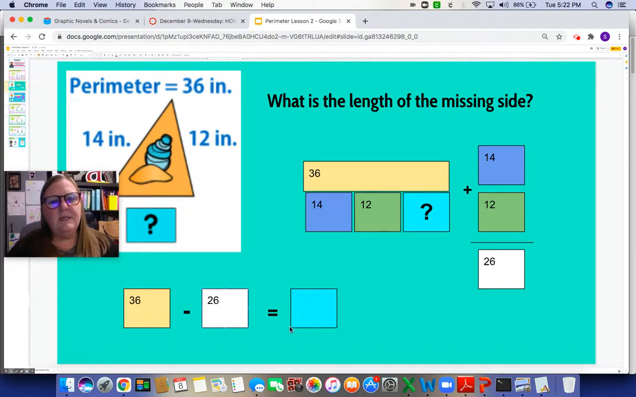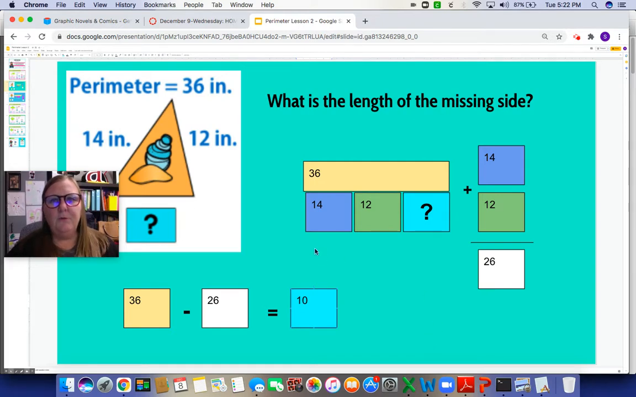So 36 minus 26 is, and I'm going to give you again another second. You can always stack these two numbers on top of each other. 36 minus 26 is 10. So our missing side would be 10 inches.